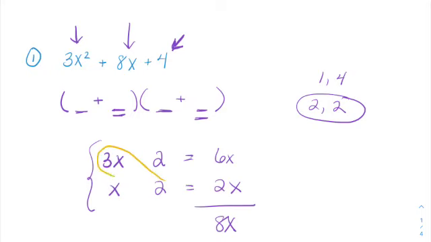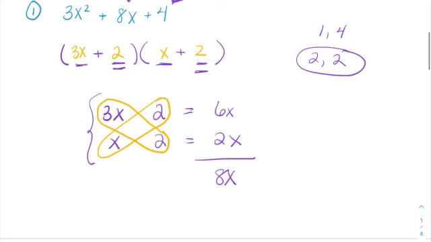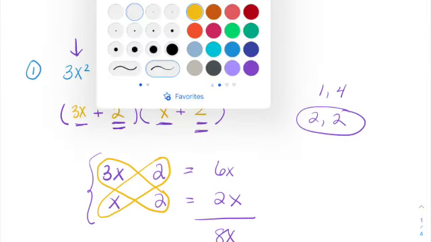So I just typically crisscross, and that's a group of parentheses, and that's a group of parentheses. This is going to be 3x plus 2 times x plus 2. Now let's re-FOIL that to make sure it works, all right? So I'm going to do that right over here.